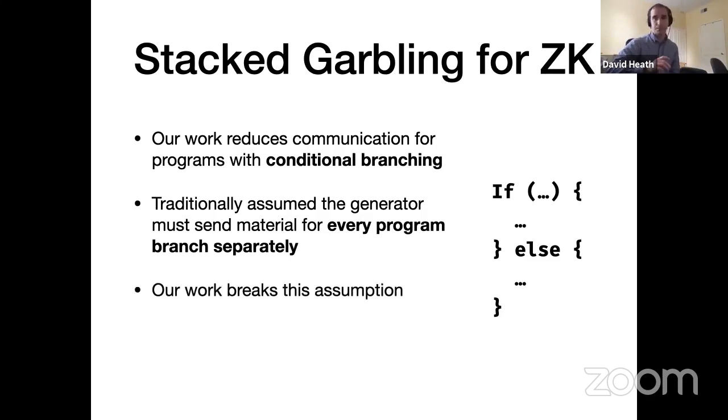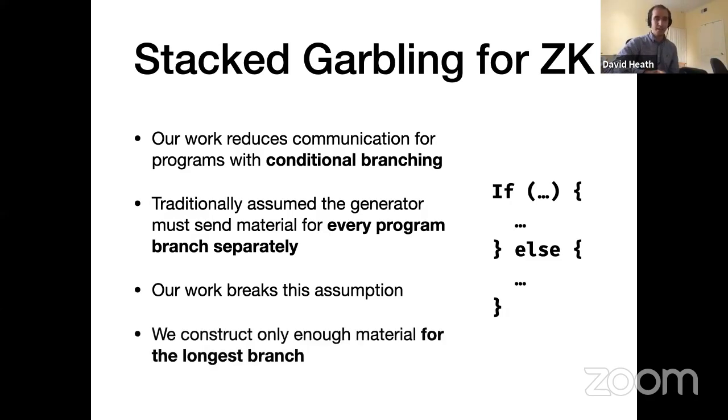And it's this assumption that our work breaks, that there is a way to not send material for each branch separately. In particular, we construct only enough material for the single longest branch, or in our zero knowledge proof of bug setting, enough material for the single longest snippet, right? The largest circuit, the longest snippet represented as a circuit.